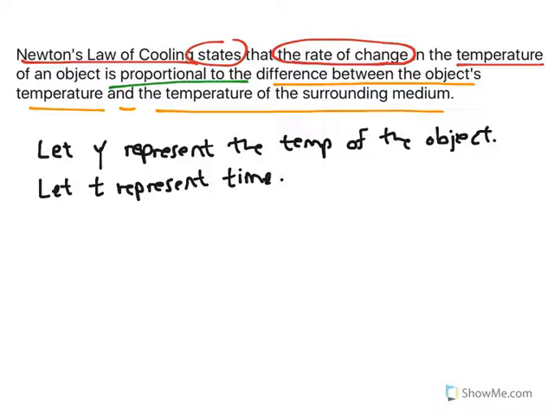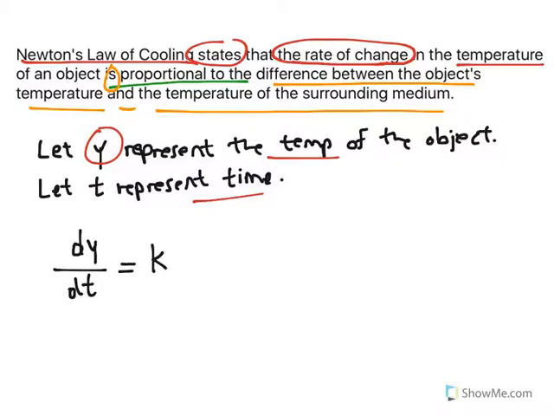So the law states that the rate of change in the temperature, so the rate of change of y, because y represents the temperature, with respect to time, I will write dy/dt, because that tells me the rate of change of temperature with respect to time. How fast is the temperature changing for each unit of change in time? The rate of change in the temperature of an object is, so for the word is, I will have an equal sign, proportional, so I will have a constant of proportionality, k.